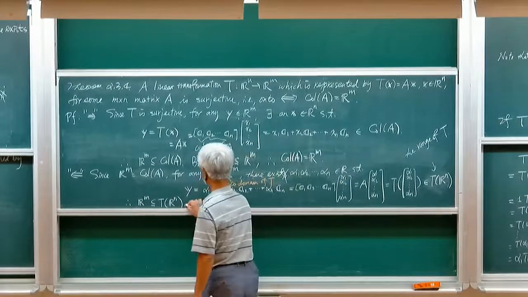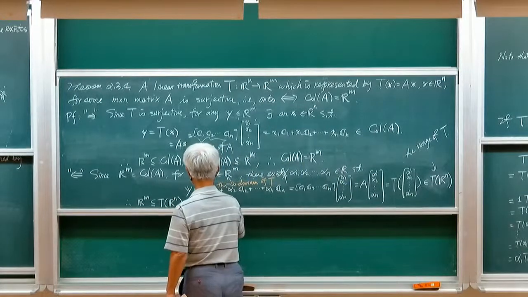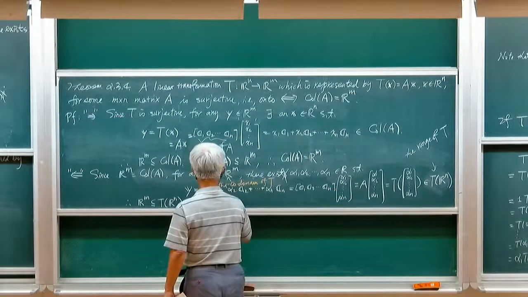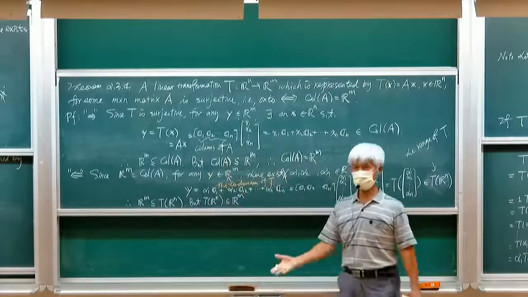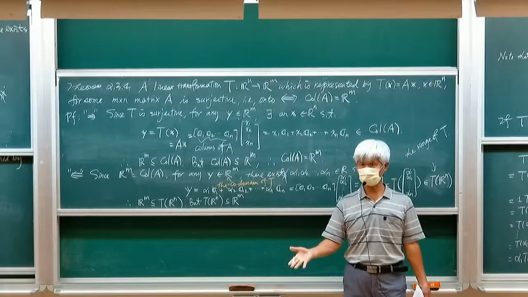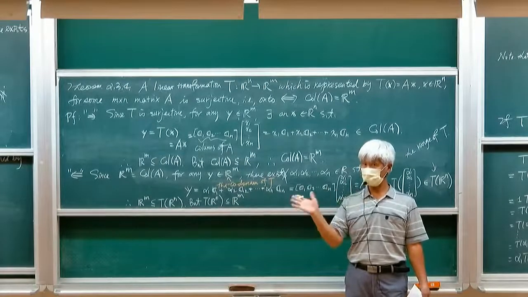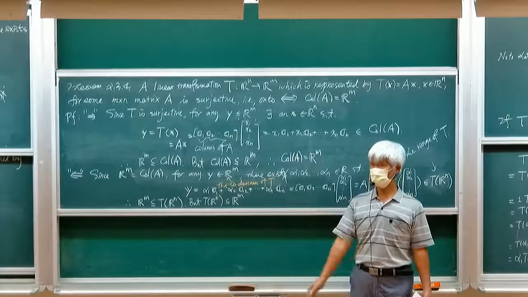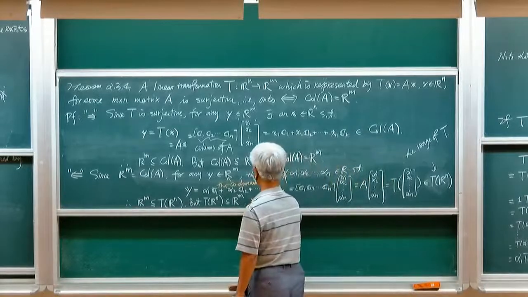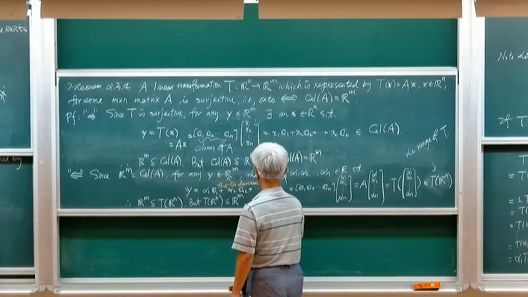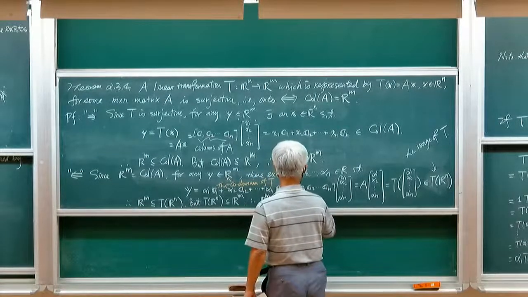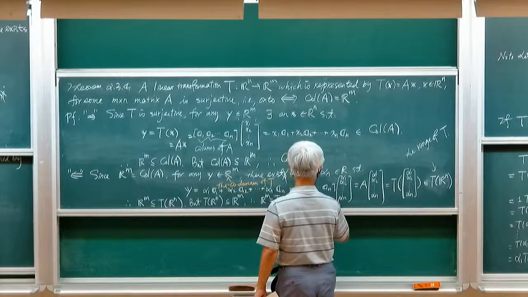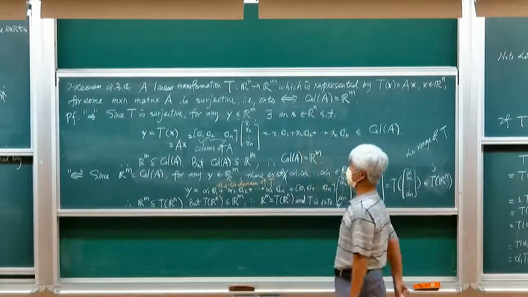But the range of T must be a subset of the codomain. Okay, this is the general property of any function. Okay, for any function, this is general. Okay, so that the codomain is equal to the range, and T is onto. End of the proof. Okay.